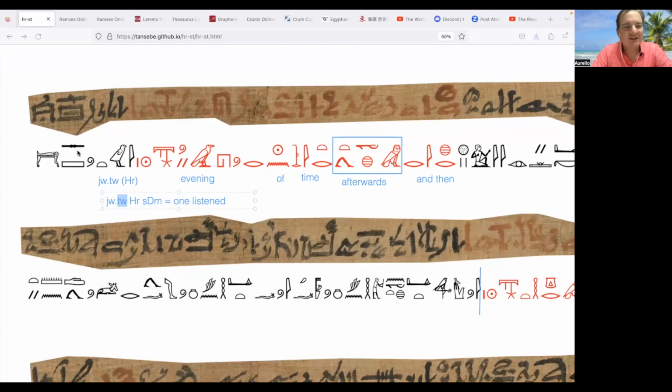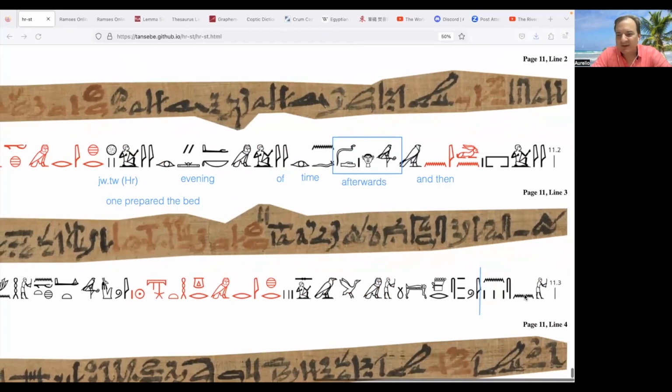You two, sesh. One prepared the bed. Which is it? One prepared the bed. You're almost there. One prepared the bed, "nasin" or "ensin."